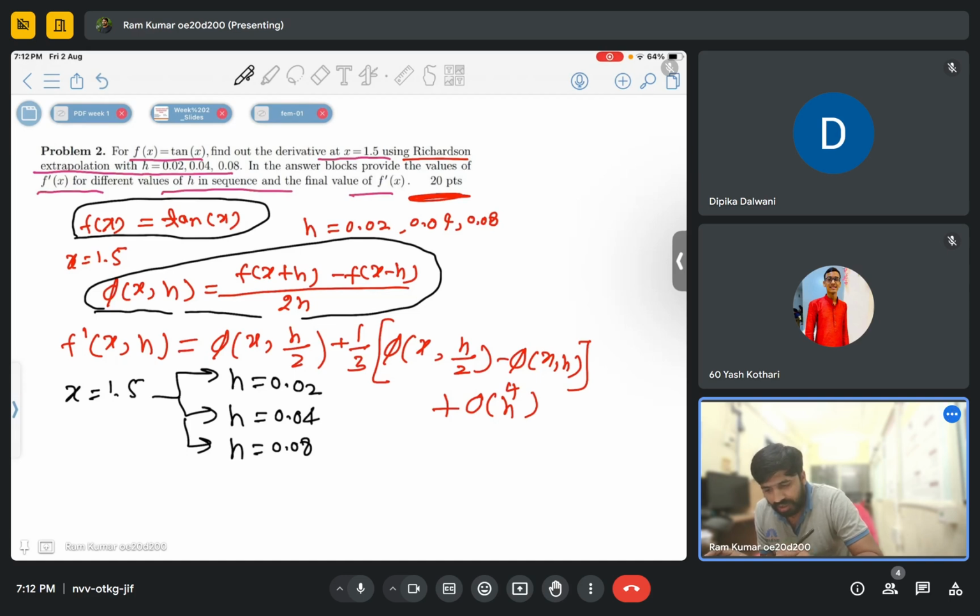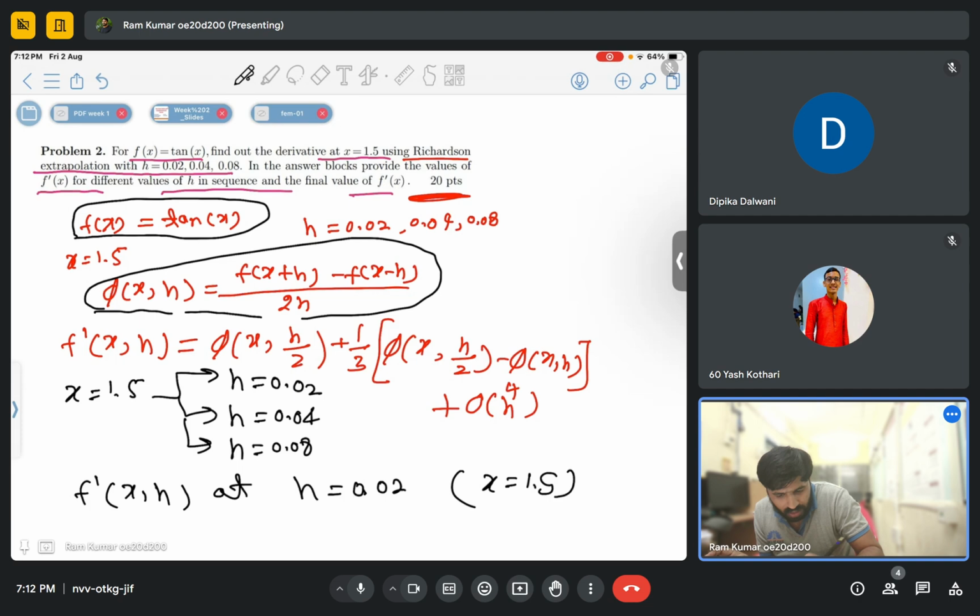How are you going to calculate it? Okay, one of you can tell me what is f dash x comma h at h equal to 0.02, given that x equal to 1.5. Just tell me what will be the value of f dash x comma h at h equal to 0.02. Yes, you have to find this value at h equal to 0.02 and x equal to 1.5.